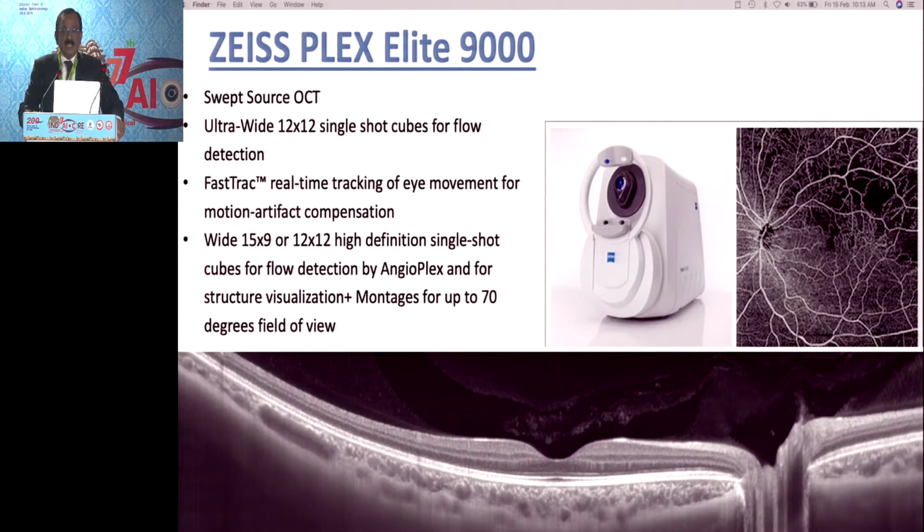This is yet to be in the market, but it's more of a research tool at this point of time, being used in select centers. It's a swept-source OCT. It can give an ultra-wide 12x12 single shot. It has a very fast image capture time, so even patient blinking or moving causes very little problem to the imaging in these structures.